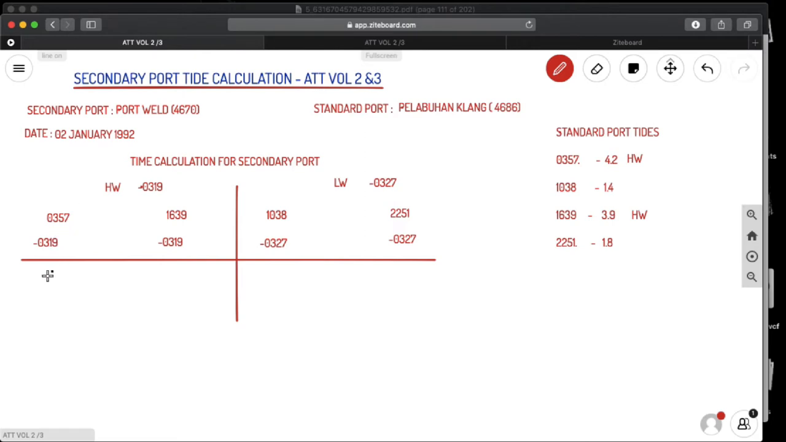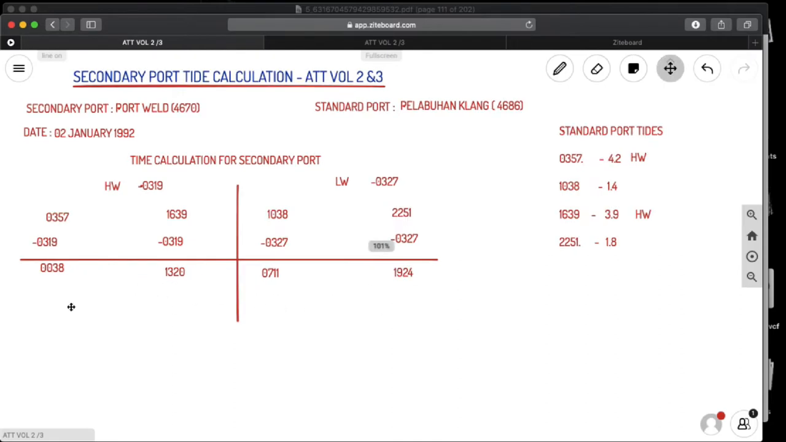So what will be 0357 -0319? You will get 0038, and this one will be 07. This one will be 1320, this one will be 0711, and this one will be 1924. So these are our timings for our secondary ports.